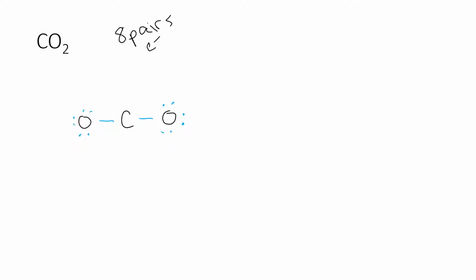So what we can do is share more than just 1 pair of electrons between carbon and oxygen. So these will go away and a double bond will occur between the carbon and the oxygen on the right. The same thing will happen with the oxygen on the left. So in the end, what we will have is this.